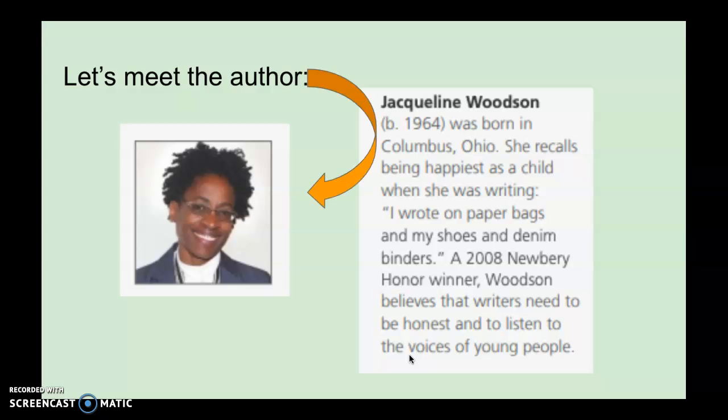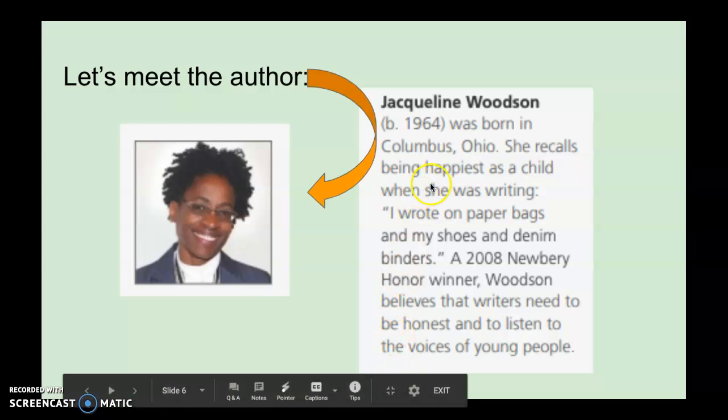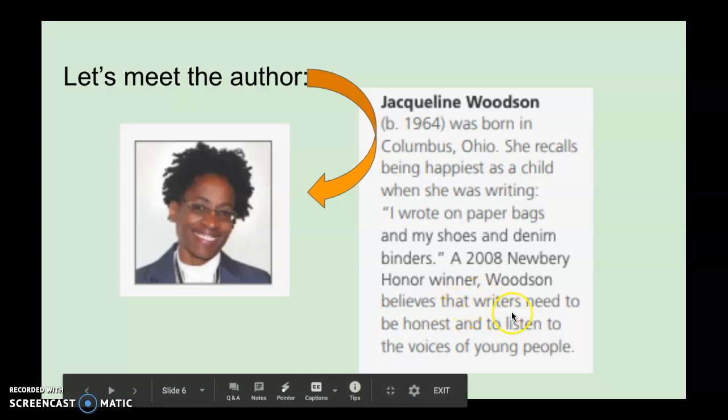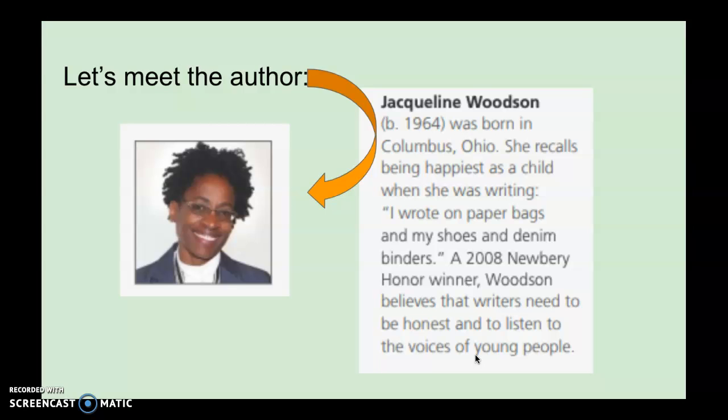Here's a picture of Jacqueline Woodson. Now, she was born in 1964 in Columbus, Ohio, and she recalls being happiest as a child when she was writing. "I wrote on paper bags and my shoes and denim binders." A 2008 Newbery Honor winner, Woodson believes that writers need to be honest and to listen to the voices of young people.